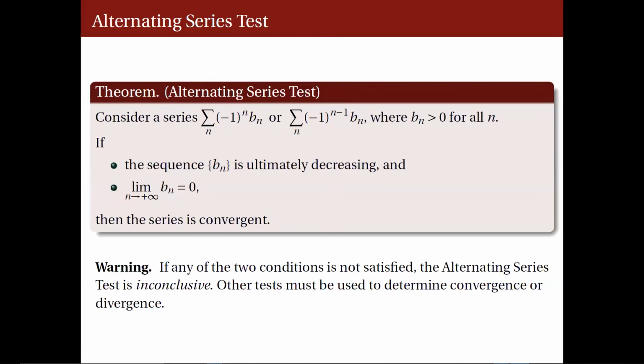As a reminder, if any of the two conditions is not satisfied, then the alternating series test is inconclusive. Other tests must be used to determine convergence or divergence. Moreover, pag tiningnan natin ang conclusion ng theorem, the alternating series test only tells us when a series converges, and it does not say anything about a series being divergent.